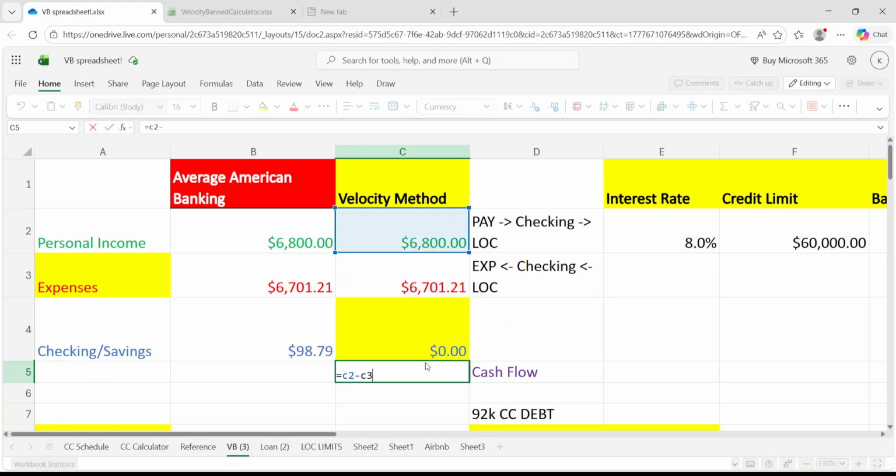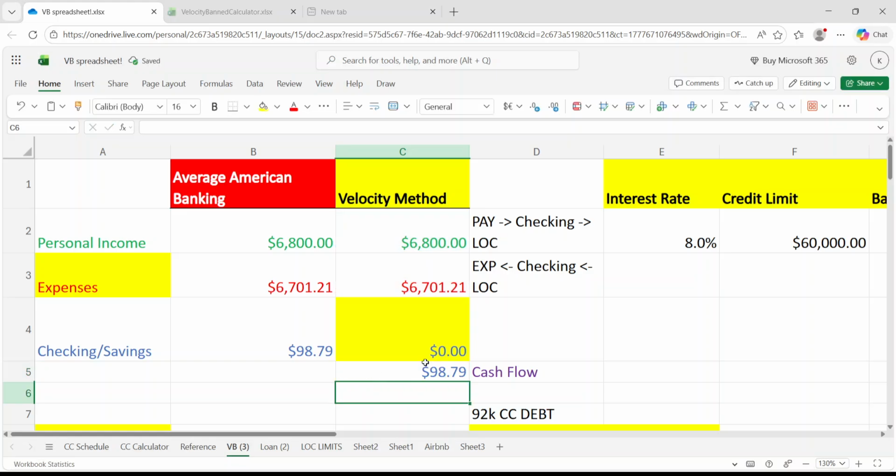And then we're going to focus on something called our cash flow. So what is our cash flow? It's basically the number that our debt gets reduced. In the average American scenario, the amount that we save is considered to be our cash flow, whereas in this method, we consider the amount that our debt gets reduced to be our cash flow. So this is why this checking and savings is a big fat zero.